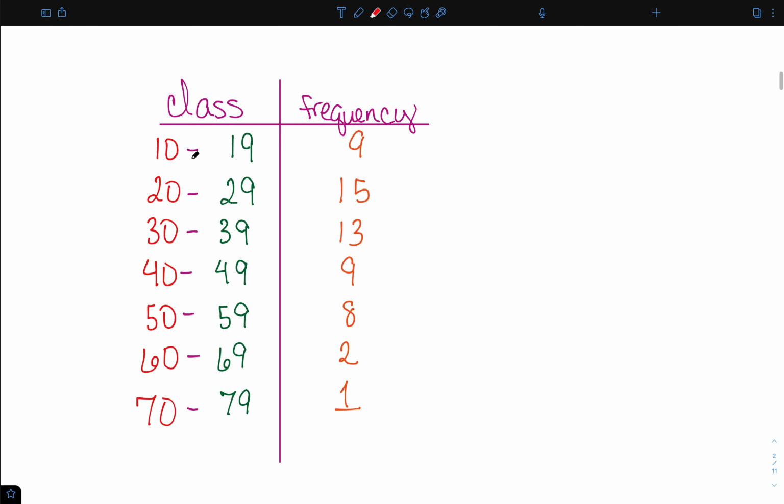What this means is that between the values of 10 and 19, we have 9. So we have 9 numbers that are between 10 and 19. We have 15 numbers between 20 and 29, 13 numbers between 30 and 39, etc.